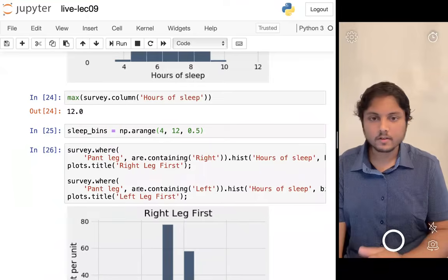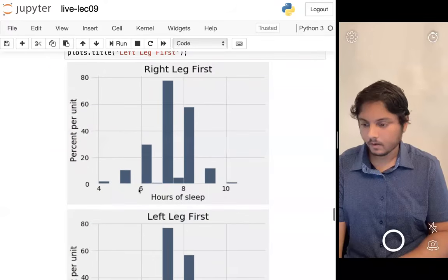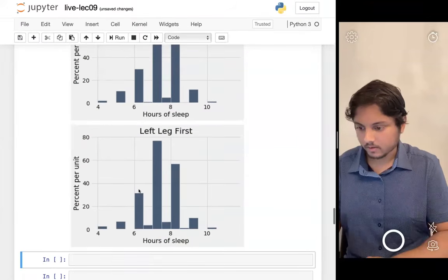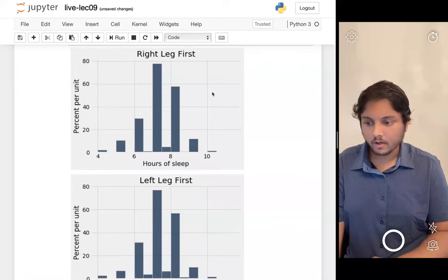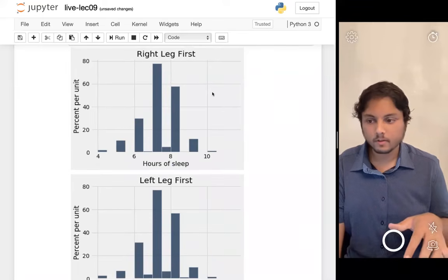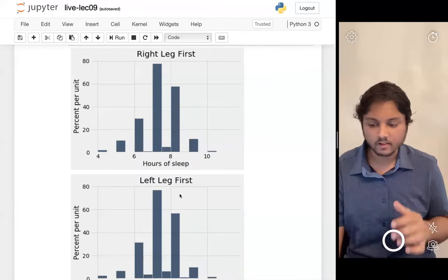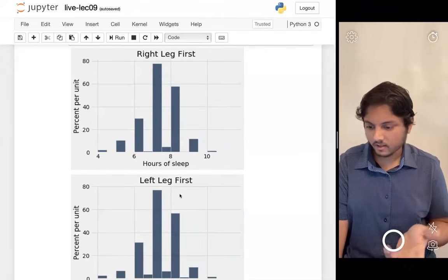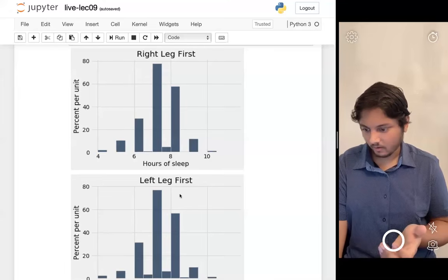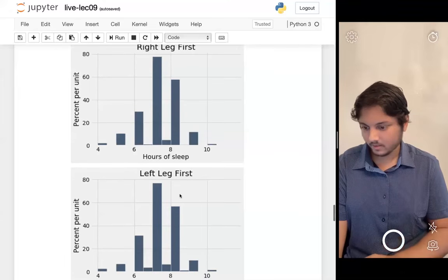And so if we run this, we get two histograms now. Let me zoom out a little bit so you guys can see it. On the top here, we have the histogram of hours of sleep of people who put their right leg in first, and then we have the histogram of people who put their left leg in first. And so we can try to see if there's any noticeable differences here. To me, these look almost identical.